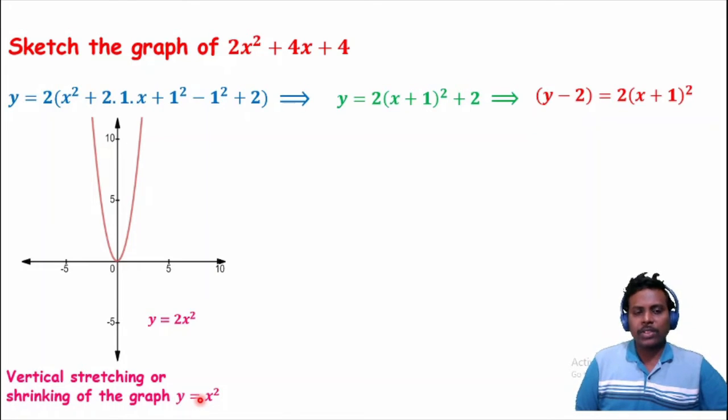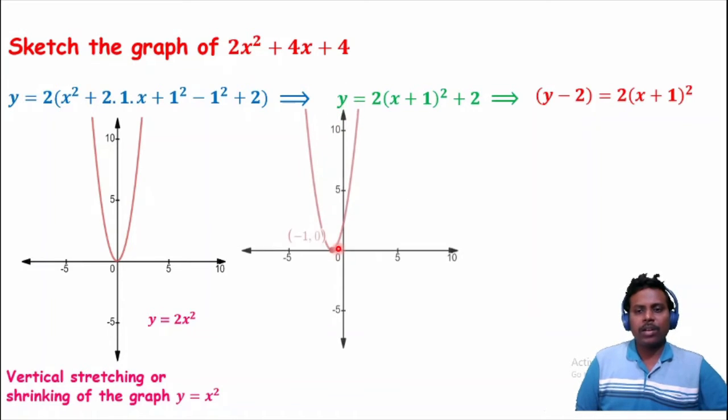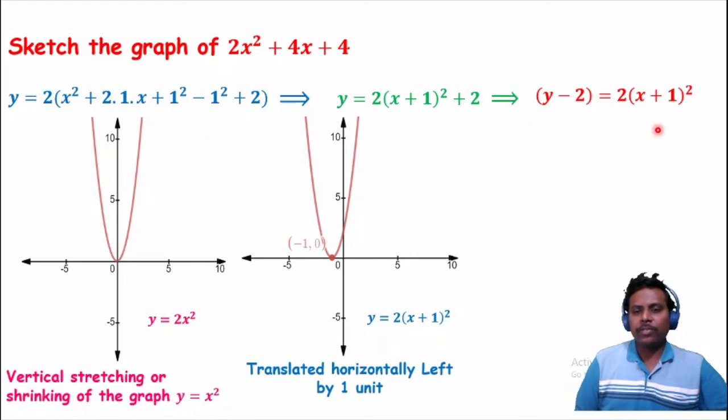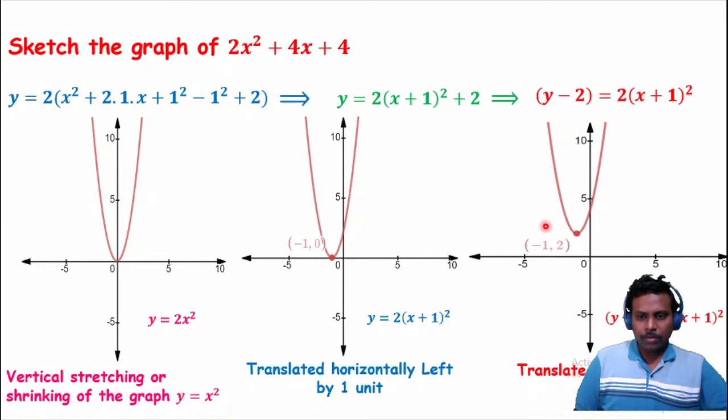After this, as you did in the last case, you have to take either the horizontal translation or the vertical translation. Here we go with the horizontal translation. Horizontally, how many units has it shifted? It is shifted horizontally by one unit, left or right? Since it is plus 1, it is left actually. So we can see the graph of it. It is translated left by one unit. And afterwards, you have to sketch the vertical translation. Vertically, how many units has it traveled? Vertically up by 2 units. Here is the graph of it. So this is the graph of y minus 2 is equal to 2 into (x plus 1) whole square. This is the graph of 2x square plus 4x plus 4, the given quadratic expression.